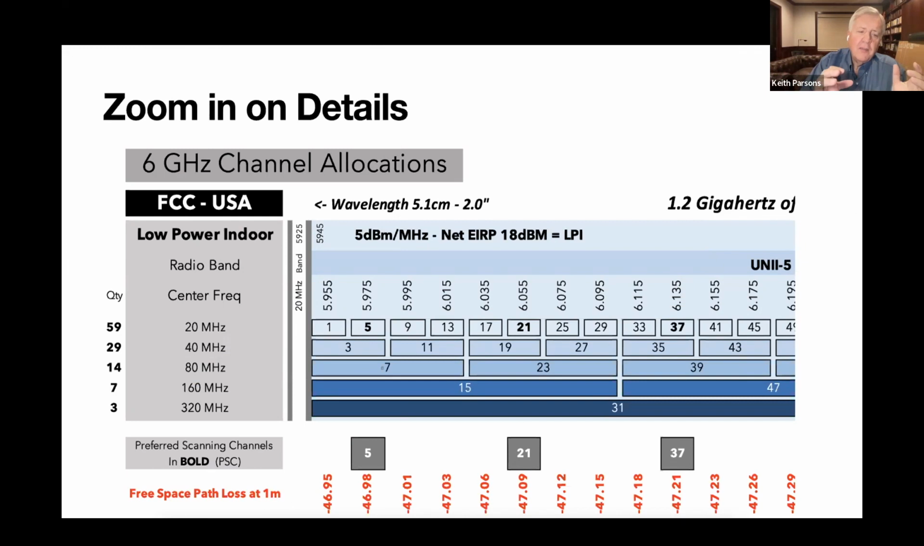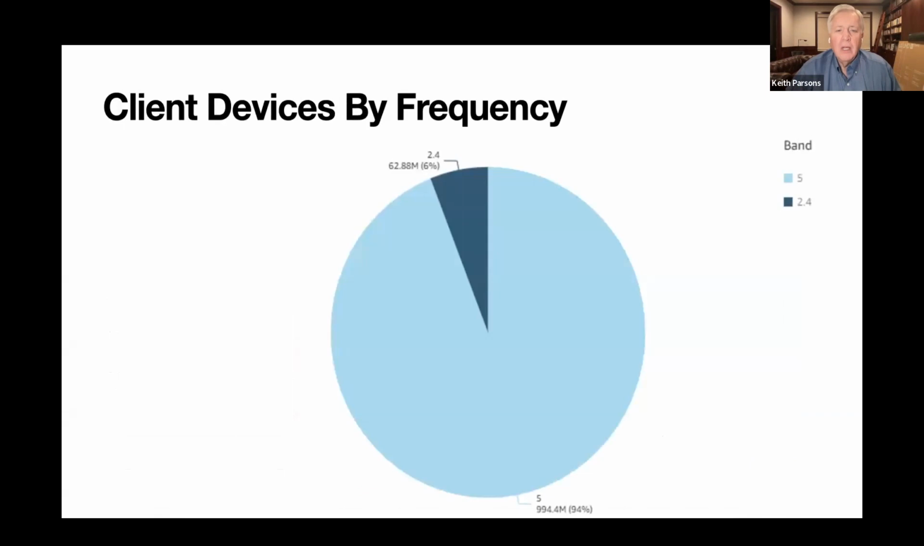We have something called the PSCs, the preferred scanning channels, and that's 5, 21, 37. This is an older one that I used. They're actually now every 4, and the updated 6 gig shows those. I also want to let you see there's a free space path loss at 1 meter, and you can see how that changes. You can see the actual center frequencies change. At the top is the physical size of these, so the chart has a lot of detail on it. But the topic now is frequencies and how we're broken down.